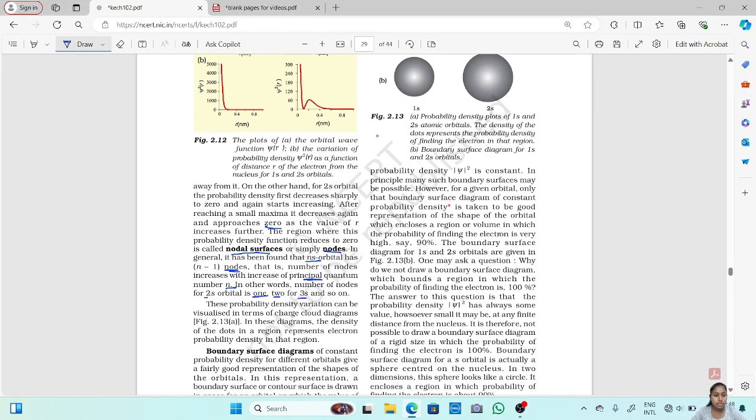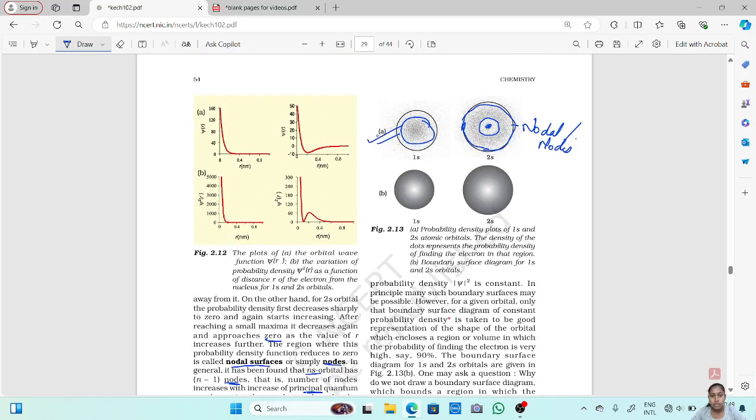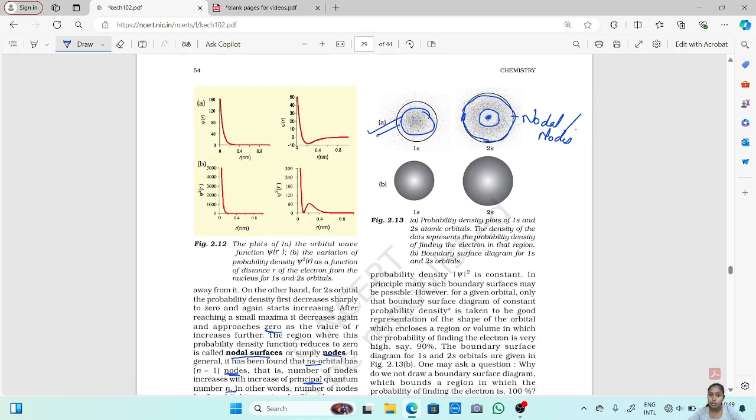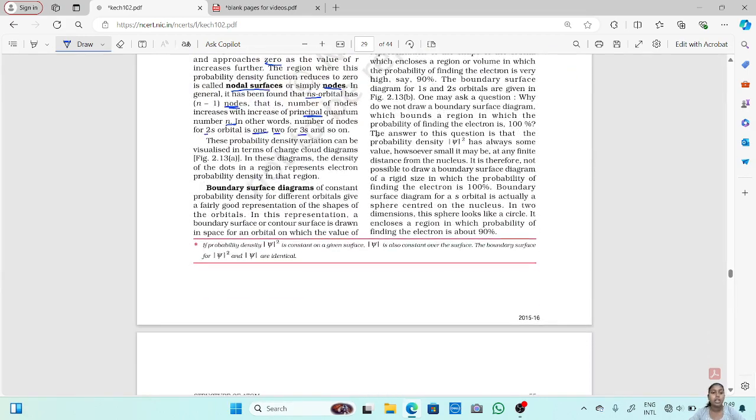In this diagram, the density of the dots in a region represents the electron probability density in that region. So here, these dots mean that there are electrons present here, and this is the density of electrons in that region. And next is the boundary surface diagram. That one was the charge cloud diagram. Now we'll see about the boundary surface diagram.